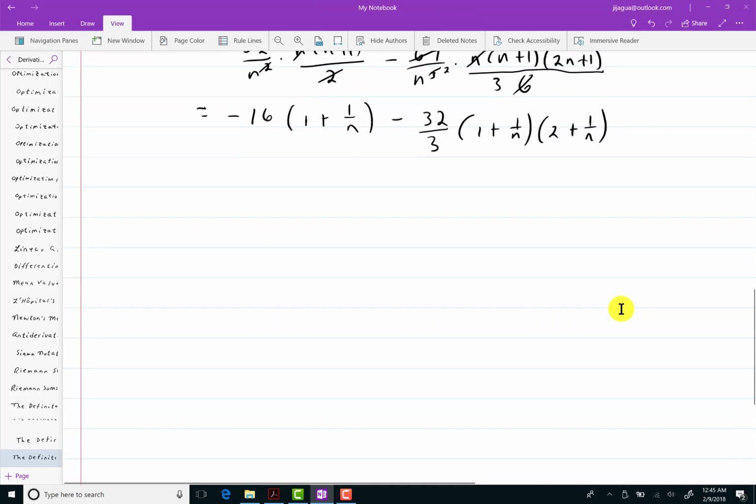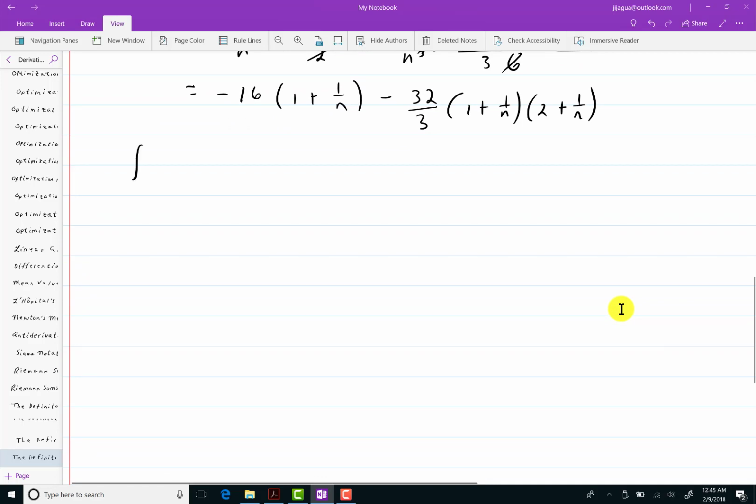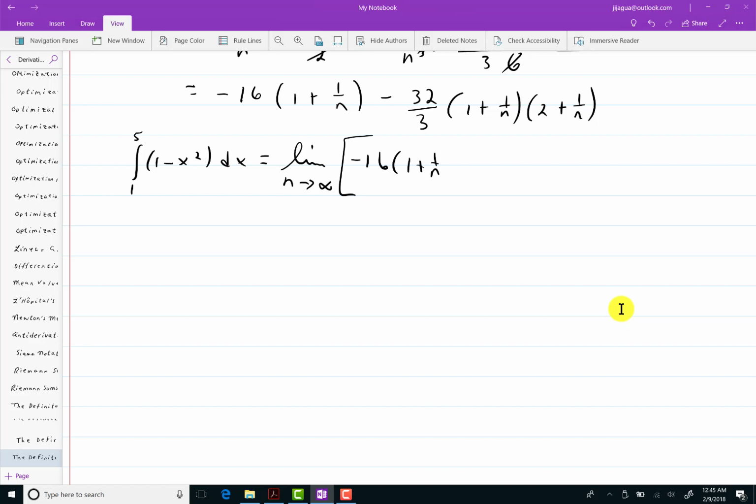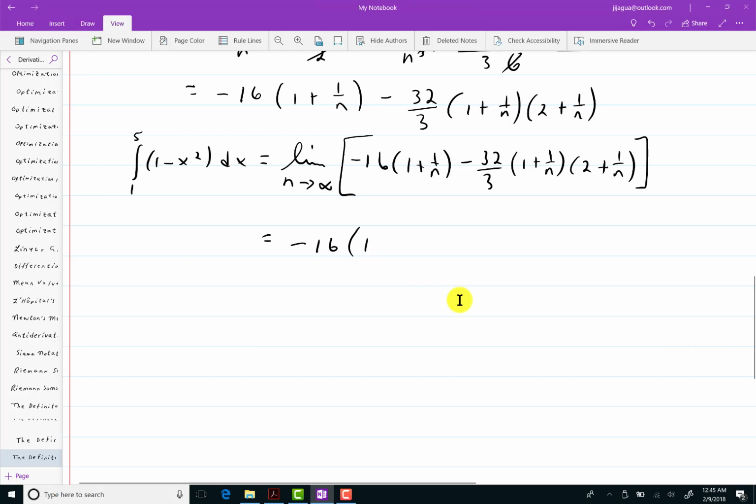Okay, and then the integral from 1 to 5 of 1 minus x squared dx is the limit as n goes to infinity of negative 16 times 1 plus 1 over n, minus 32 over 3 times 1 plus 1 over n times 2 plus 1 over n. And of course, the reason why I did this business with the 1 plus 1 over n is because the limits are extremely easy. 1 over n goes to 0.